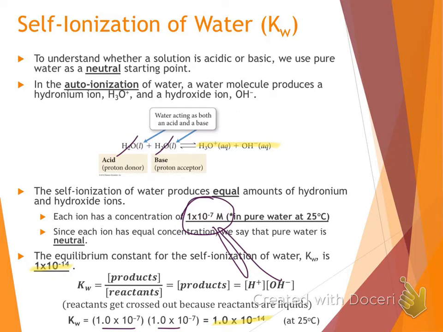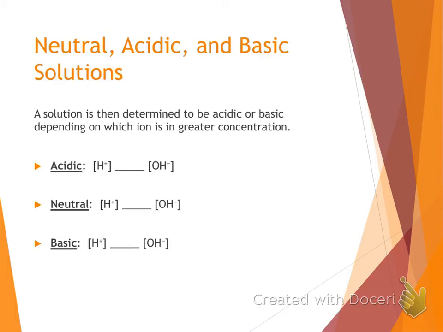K is temperature dependent. So since we know that our neutral solutions have equal H plus and OH minus, we can then determine if something's acidic or basic depending on which ion is in greater concentration. Whenever we have more H plus, we're going to have an acidic solution, and if we have more hydroxide than H plus, we are going to have a basic solution.